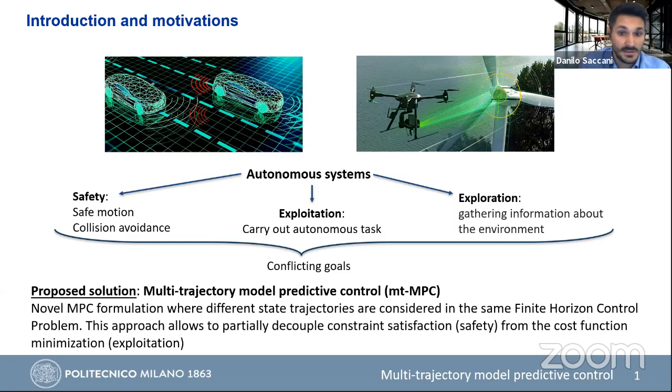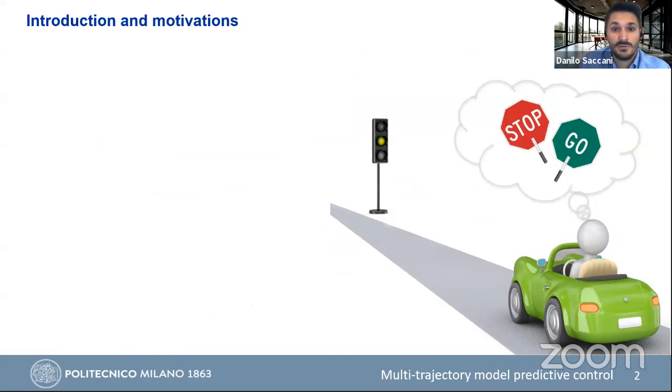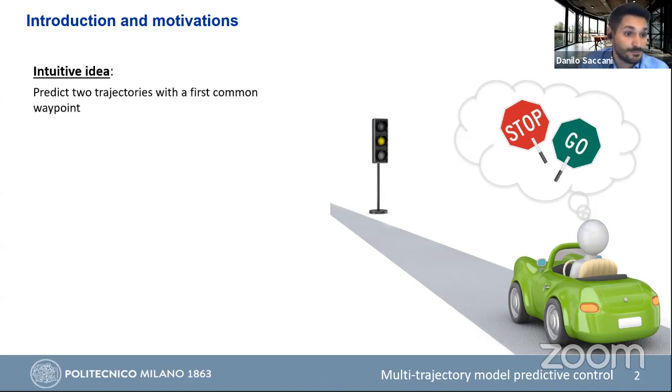Let's see first the main idea behind our work with a simple example, and then the generic formulation of this multi-trajectory MPC. So let's imagine you are driving your car and approaching a crossroad where there is a blinking traffic light. What we usually do is adjust the velocity of our car in order to be able to cross the crossroad as fast as possible, but also considering the possibility to stop the car if the crossing becomes dangerous.